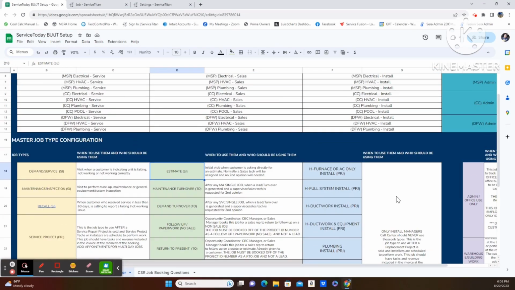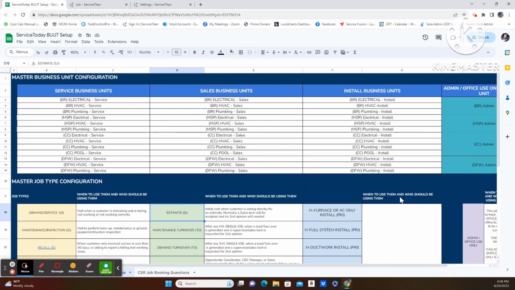Estimate job type, again, belongs in the sales business unit. Customer calls in, they're asking directly for an estimate or some sort of bid or proposal on replacement, okay? And this job shouldn't really be used if there's not a second opinion needed. So this should typically be a supervisor going out to run this call.